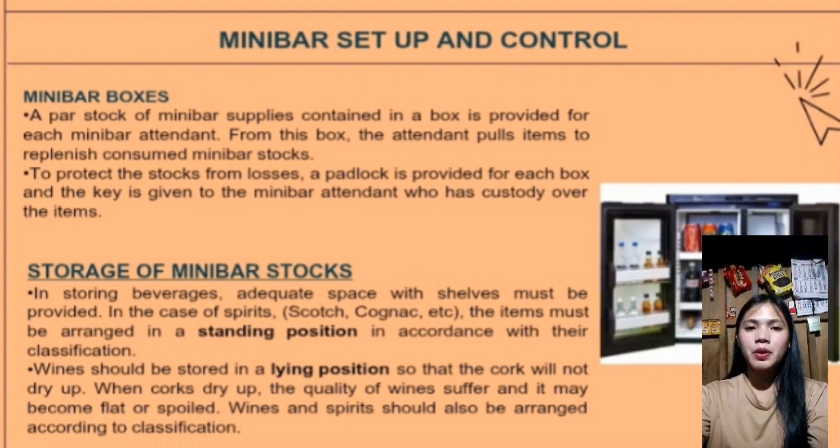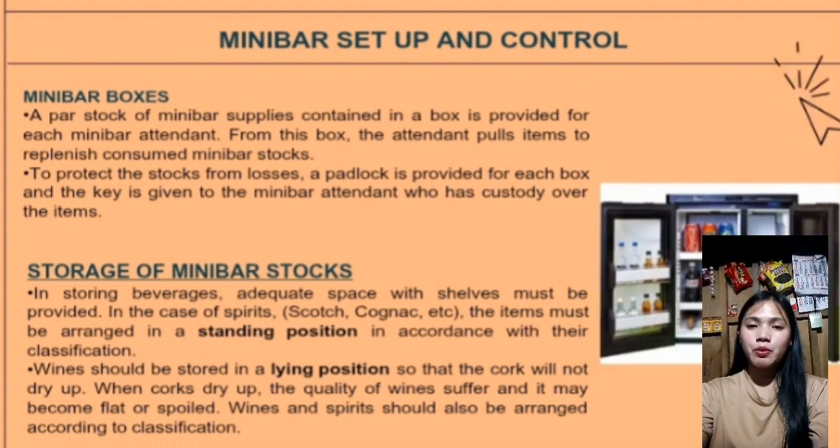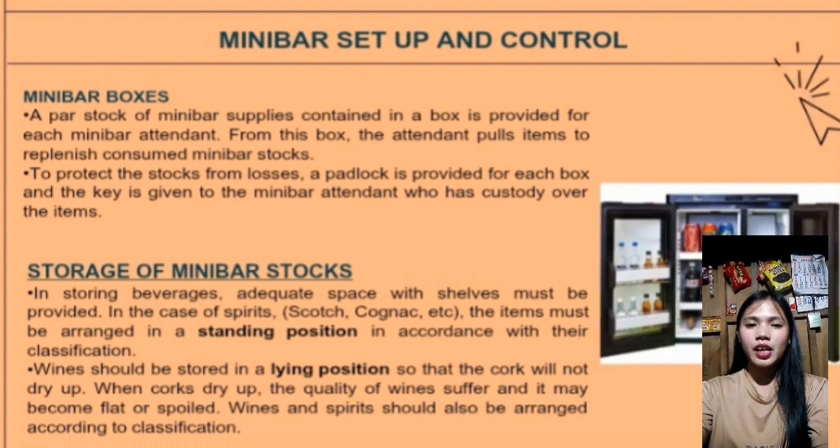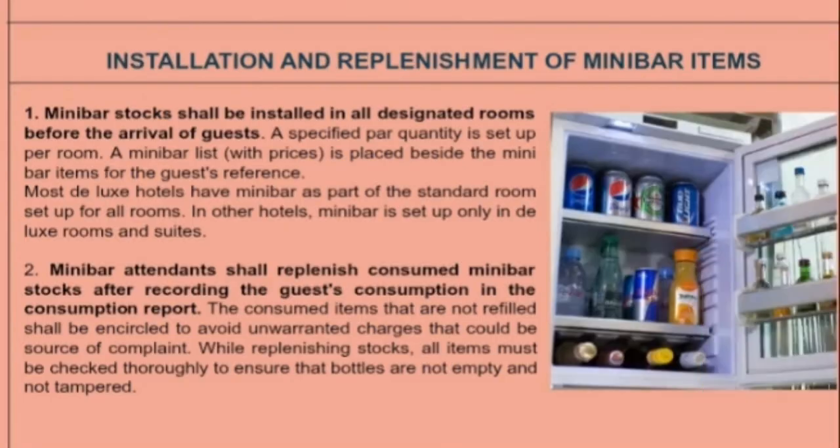In storage of minibar stocks, beverages require adequate shelving. Spirits such as scotch, cognac, and others should be stored upright. Wines must be stored lying down to keep corks moist and prevent spoilage. Wines and spirits are organized by classifications.